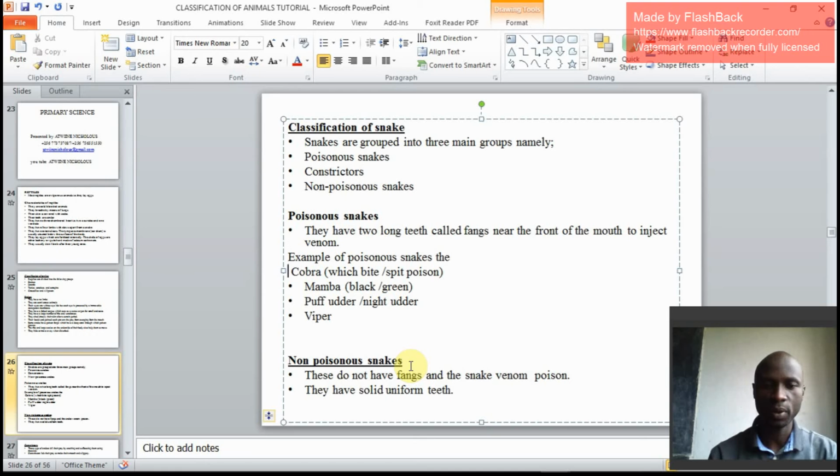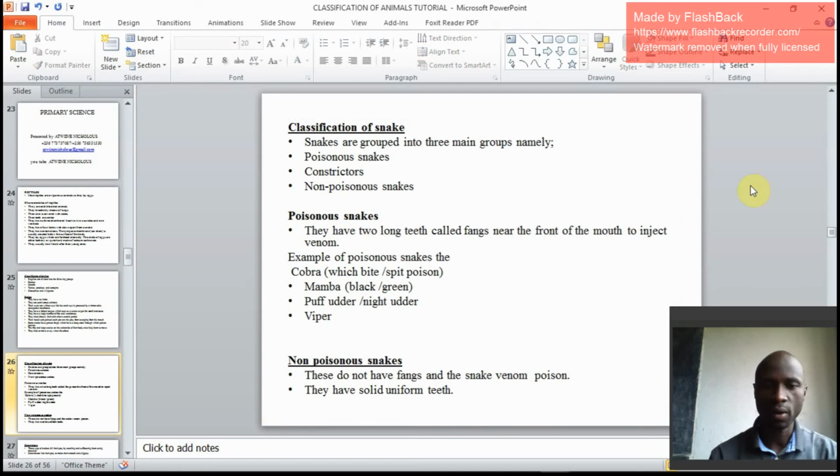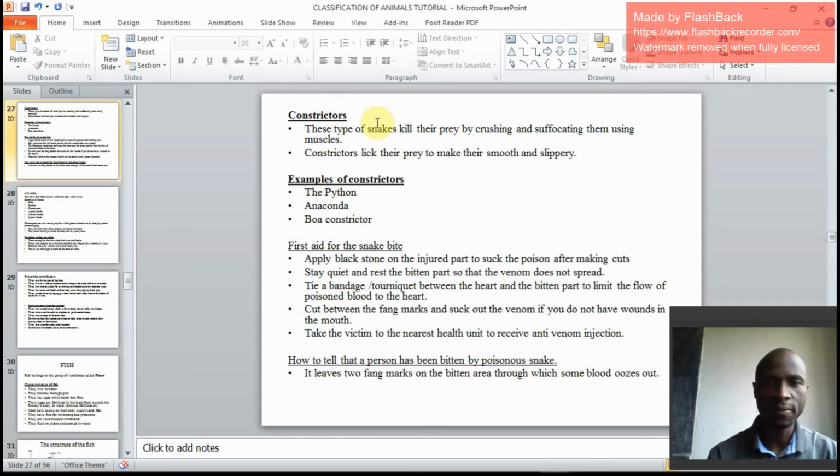We go to non-poisonous snakes. Non-poisonous snakes don't have fangs, as the name states, because fangs are meant to inject venom. But these non-poisonous snakes need not have fangs because they don't inject venom. They don't have actual venom. They have solid uniform teeth. That's the characteristic. Then for constrictors, this type of snakes kill their prey by crushing and suffocating using muscles.